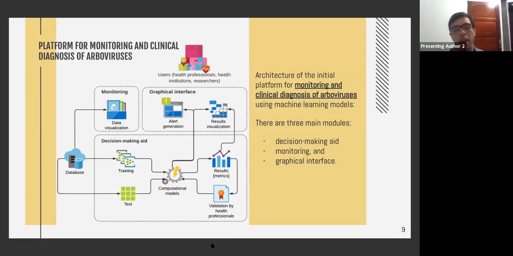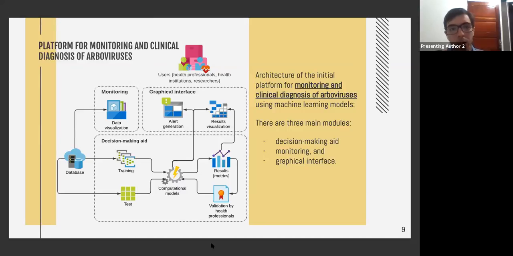As Sebastião said, our proposal is to make a platform, and here we have an image of the initial idea of our platform. In this work, we are going to explain just the three main modules of our platform because it's an initial idea. The first module is a decision-making aid, where we're going to train and develop the computational models. The second module is a monitoring module for data visualization, and lastly, a graphical interface for alert generation and results visualization. Let me explain these three main modules a little better.